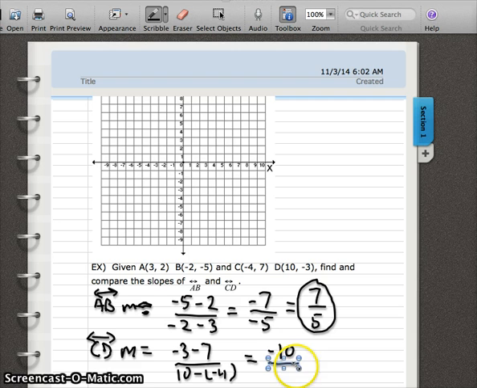There we go. And if we reduce this, if we divide top and bottom by 2, we get negative 5/7. Now, how do these slopes compare?